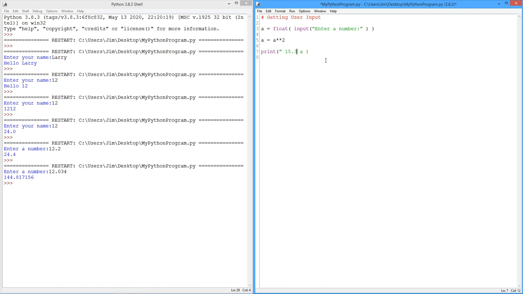15.3, and I can use one of three letters, either an E, an F, or a G. If I use an E, this is going to be printed out in scientific notation. If I use an F, it's going to be in standard floating point. If I use a G, it's going to be the shorter of those two, and they're interpreted slightly differently. So I'll just show you what's going to happen here.